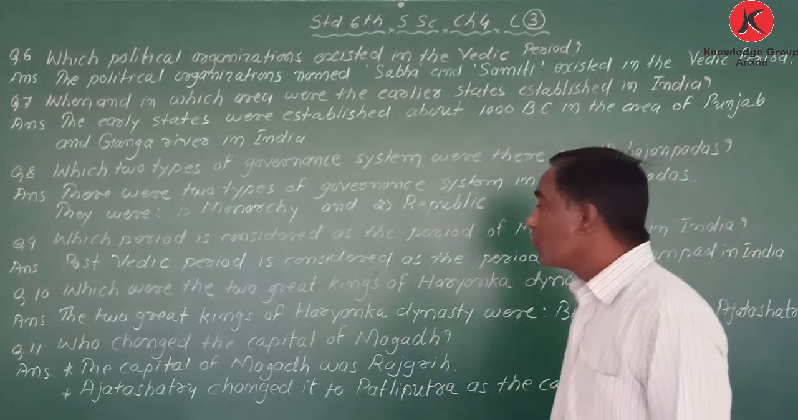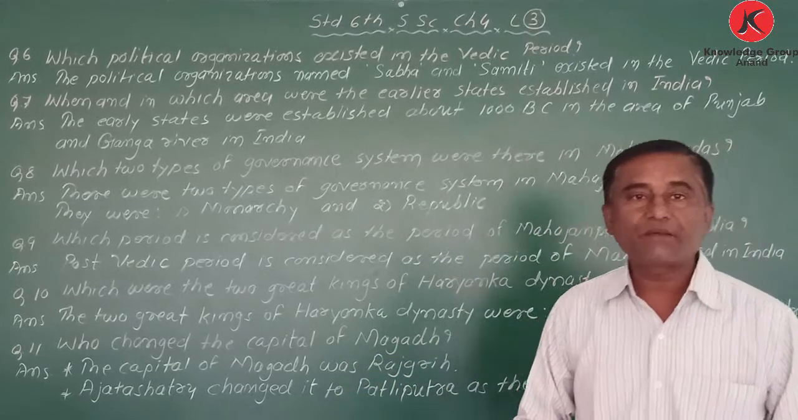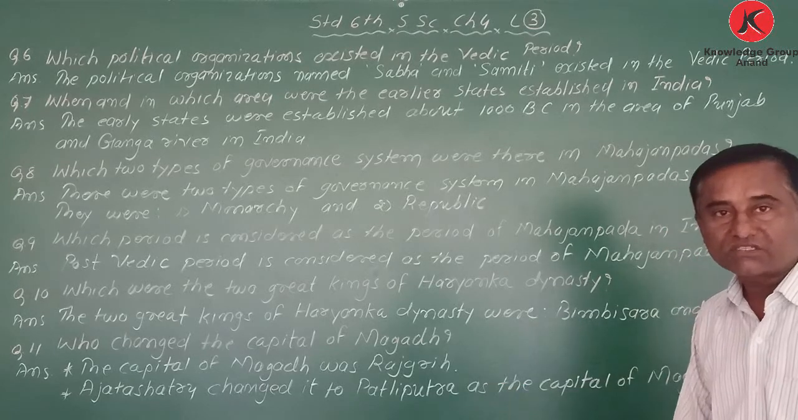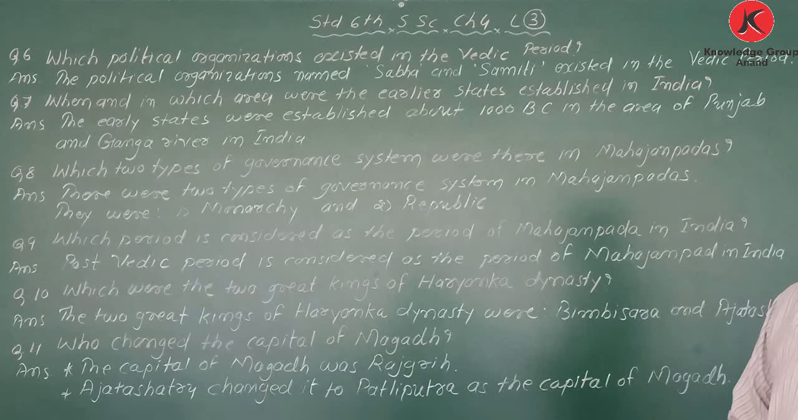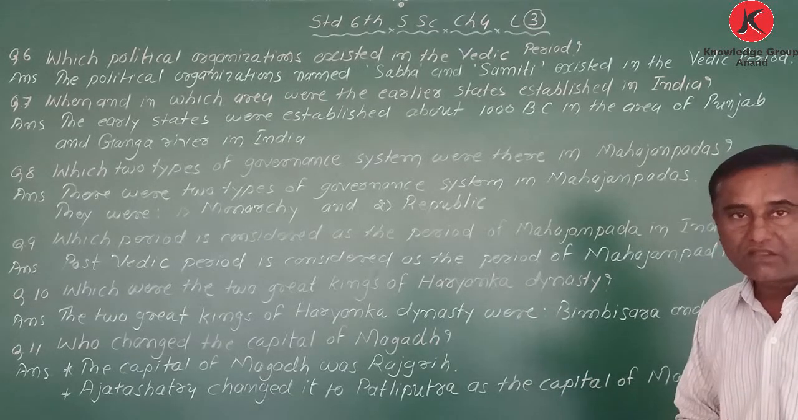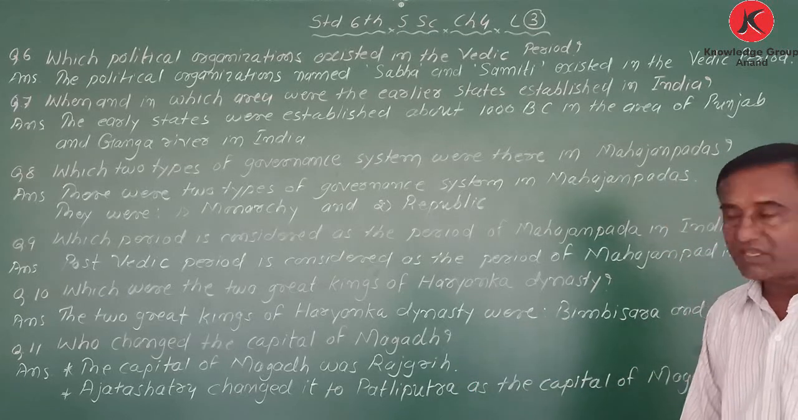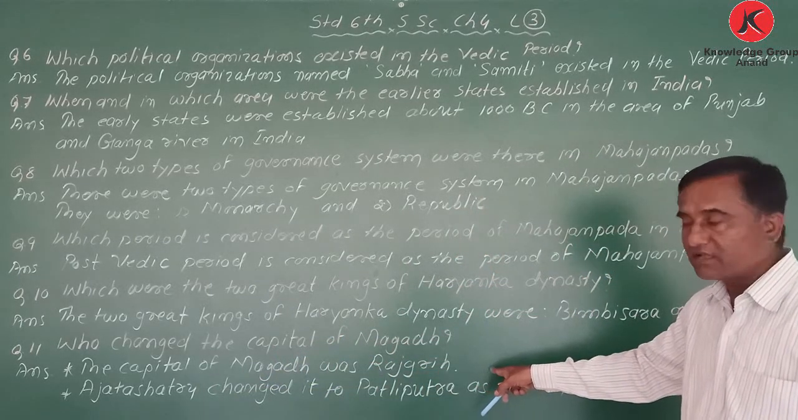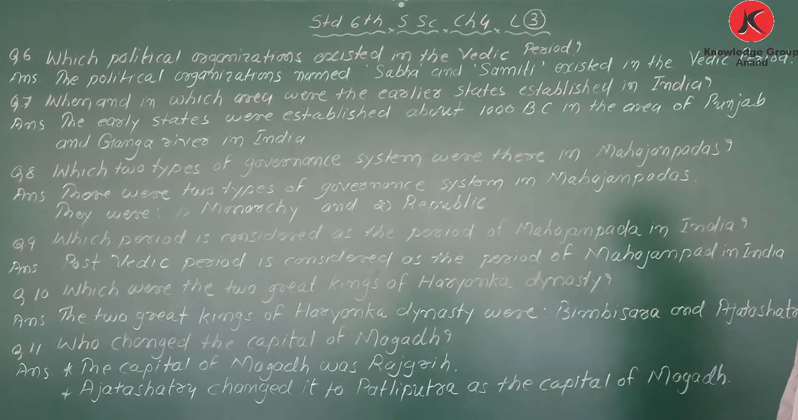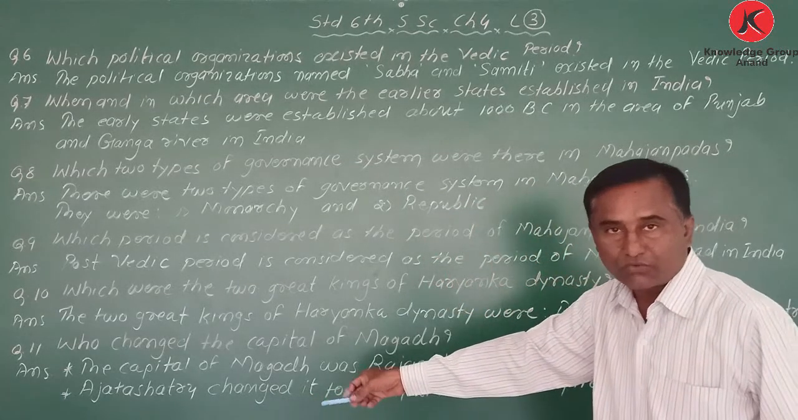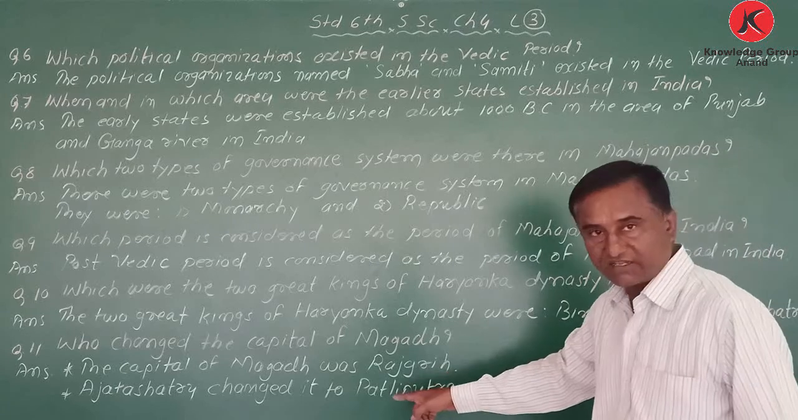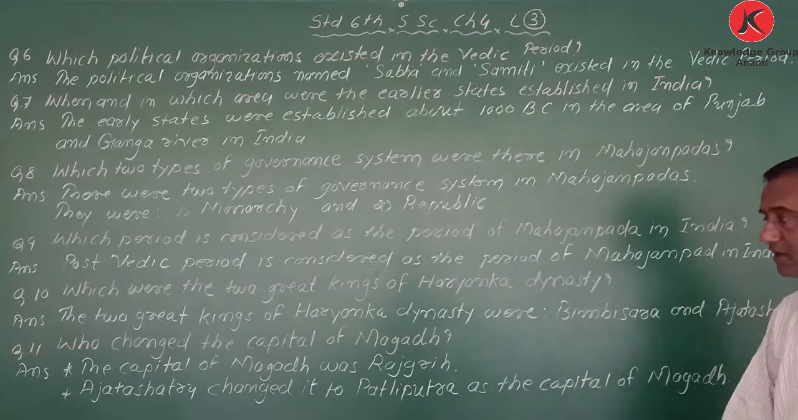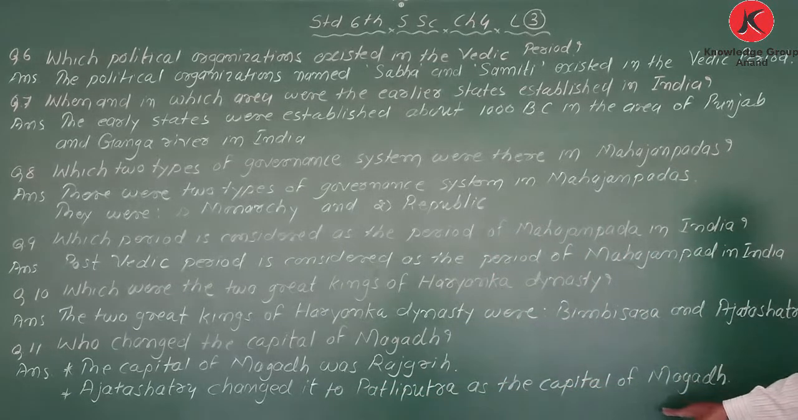Next one. Who changed the capital of Magadha? Magadha's capital was earlier Rajgiri. But after Bimbisara, Ajatasattu came on the throne. He shifted the capital from Rajgiri to Patliputra. So the answer: earlier the capital of Magadha was Rajgiri, but Ajatasattu changed it to Patliputra as the capital of Magadha.